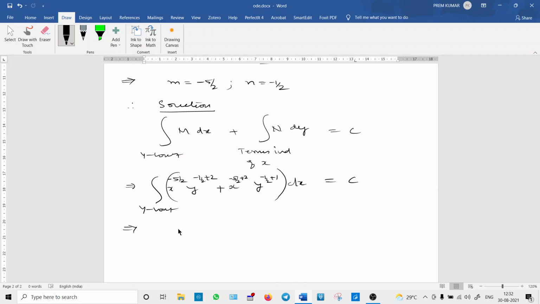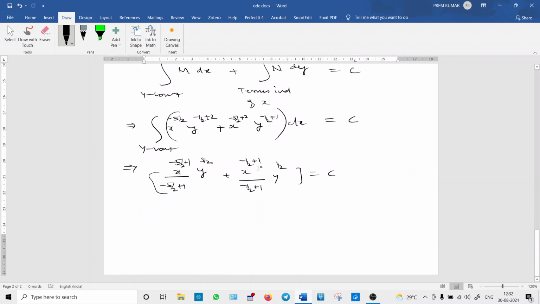So this will become, y is a constant, no? 3 by 2, and what is this? x power of minus 5 by 2 plus 1 divided by minus 5 by 2 plus 1, plus x power, what is this actually? This is actually minus 1 by 2. So minus 1 by 2 plus 1 by minus 1 by 2 plus 1, into y power 1 by 2, constant. So a little bit of simplification we have to do.